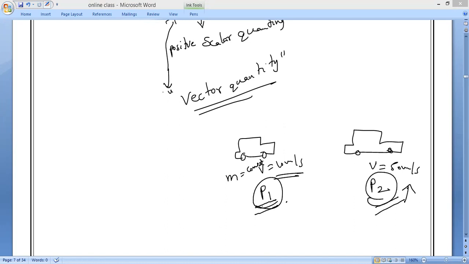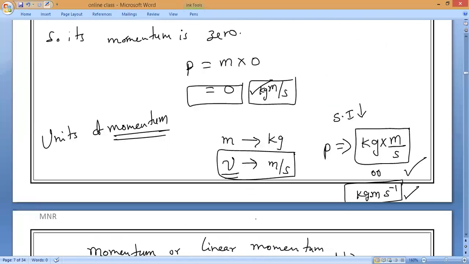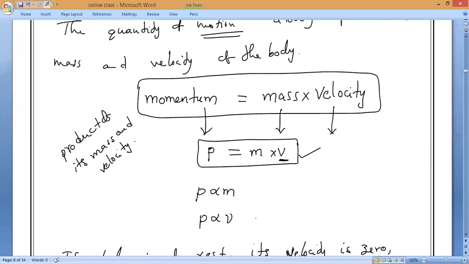Now let us come back to our class. When will momentum be large? As we know, mass and velocity are both directly proportional to momentum. If the mass of the body increases, momentum increases. If the mass decreases, momentum decreases. If the velocity of the body increases, momentum increases. If the velocity decreases, momentum also decreases.